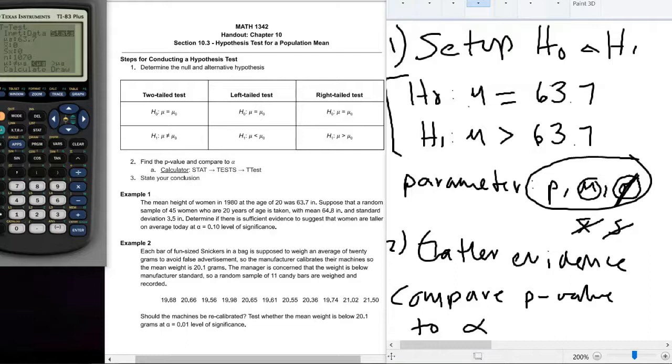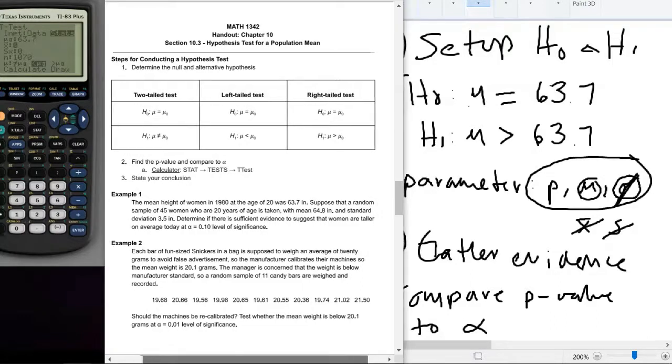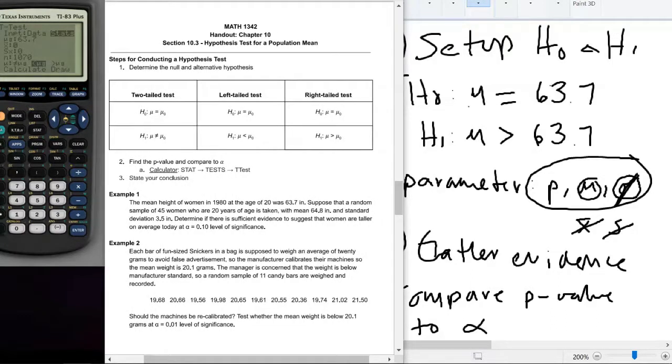Now for x bar, we're going into sample statistics. Suppose that a random sample of 45 women who are 20 years of age is taken with a mean. So now this is x bar, 64.8. Standard deviation for that sample is given as 3.5. Once again, we took a sample of 45 individuals, so we'll change n equals 45.